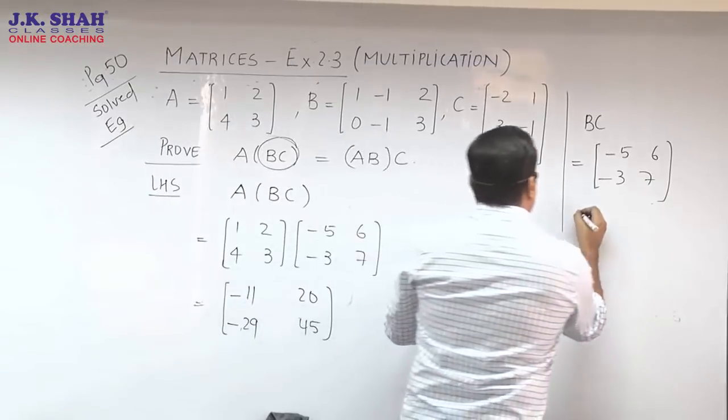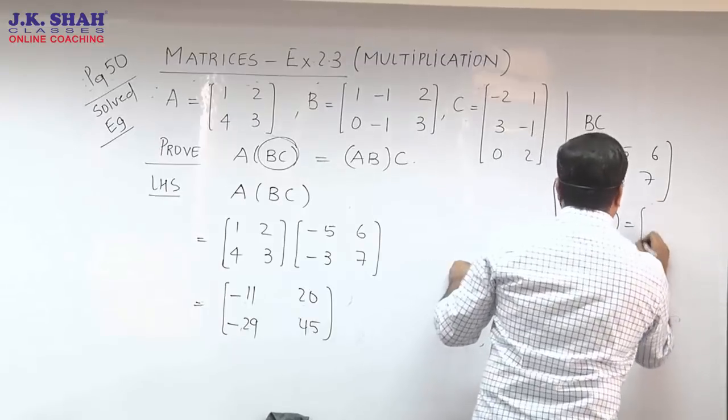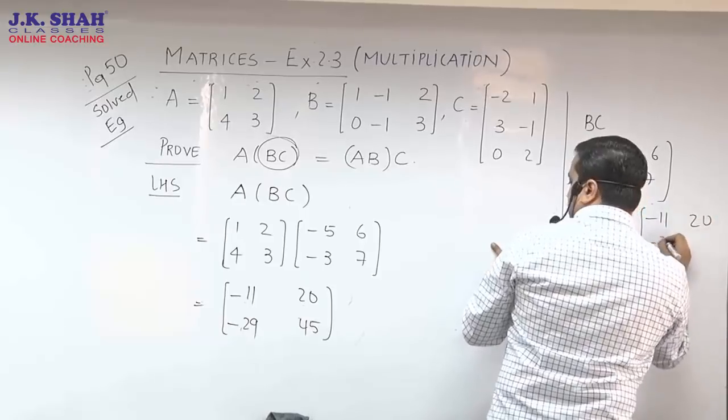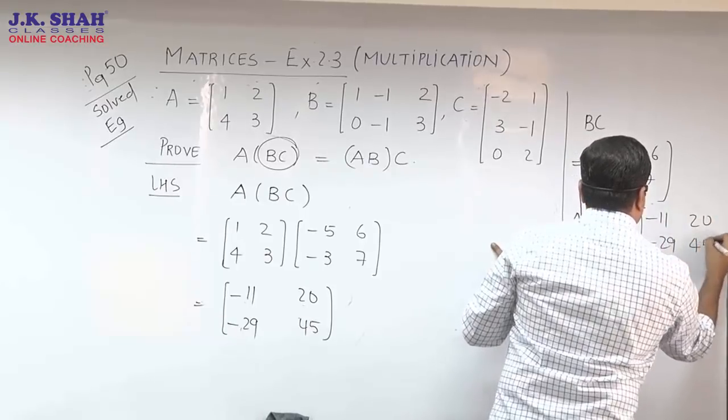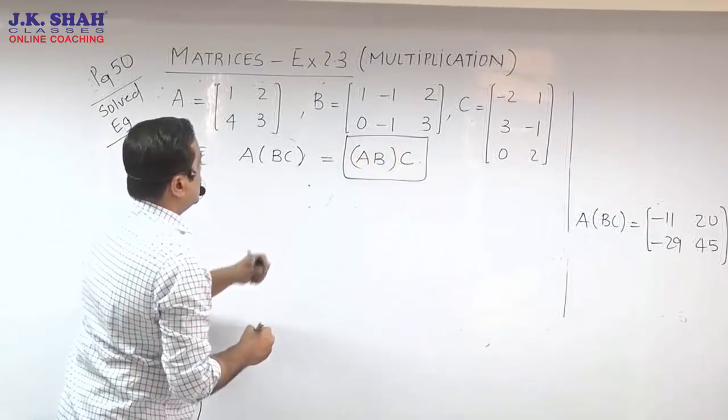So I'll just copy my A into BC ka answer over here. My LHS ka answer has turned out minus 11, 20, minus 29, 45. Now we move to RHS. Now we are moving to RHS.